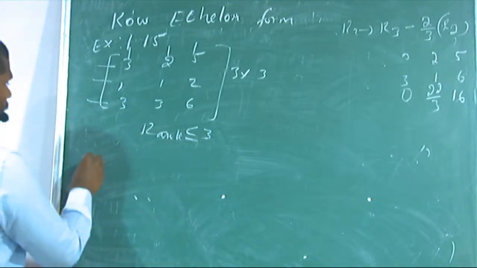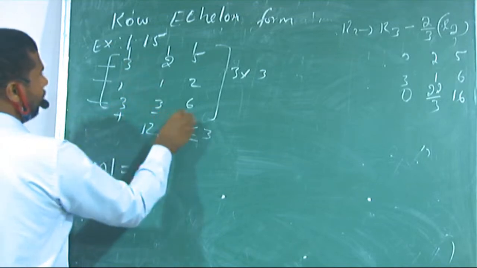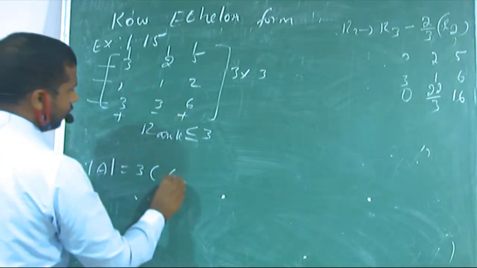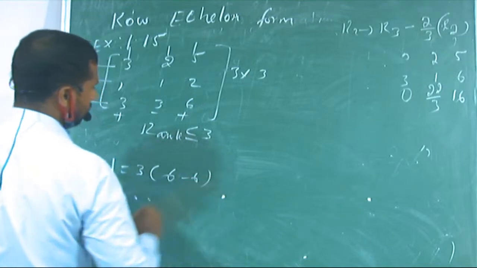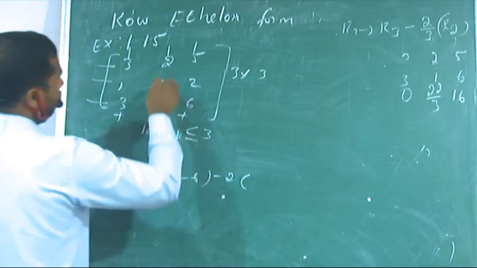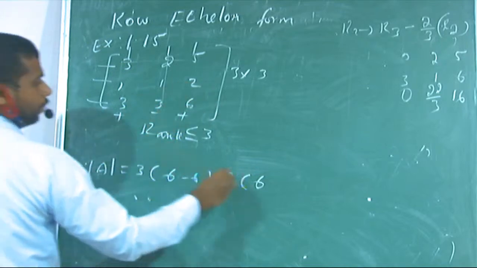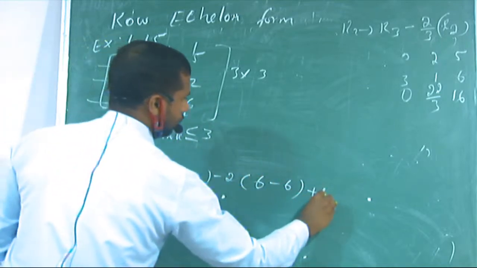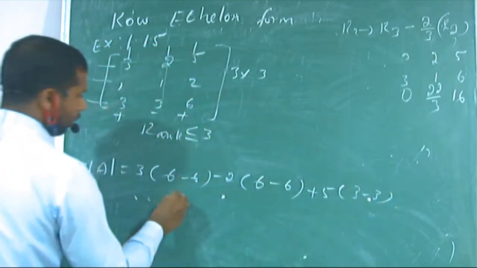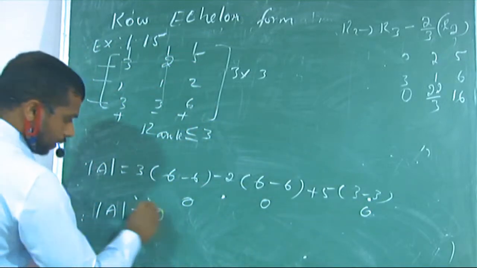First I have taken simply the determinant of A. Signs convention: plus, minus, plus. 3 into, if you skip the row and column of 3, 1 into 6, 6. Then cross multiply: 6 minus 6 is equal to 0. Next term, sign convention minus, 2 into, again skip row and column, 1 into 6 means 6, cross multiply 3 into 2 means minus 6, again plus 5 into 1 into 3 means 3 minus 3. So each and every term is 0. Therefore, we can say determinant A is equal to 0.